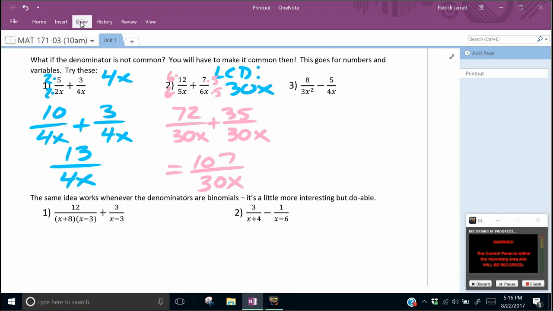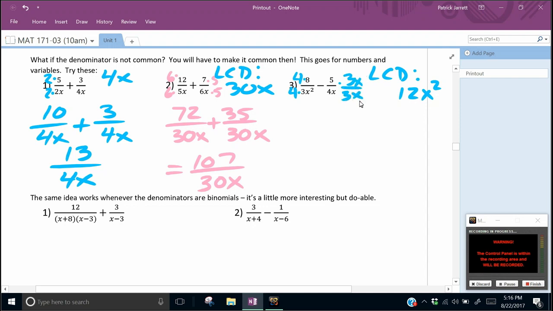Now, for this one, the least common denominator between 3 and 4 is going to be 12, and between x squared and x, it'll be x squared. So to get 3x squared equal to 12x squared, I'll multiply the top and bottom by 4, and the top and bottom of this one by 3x.